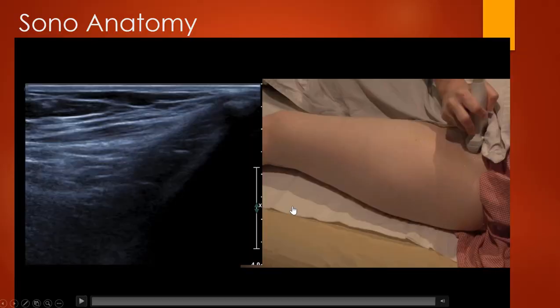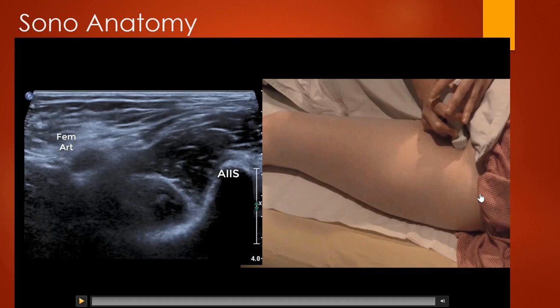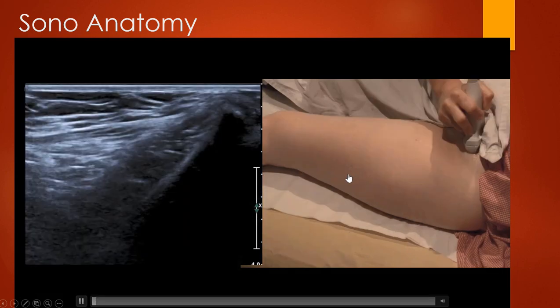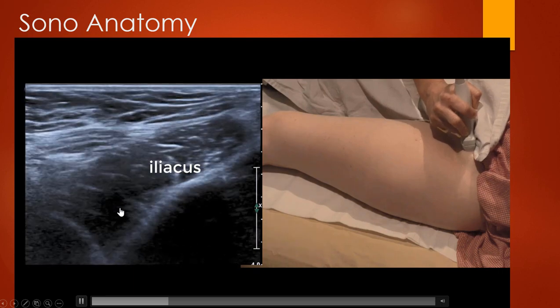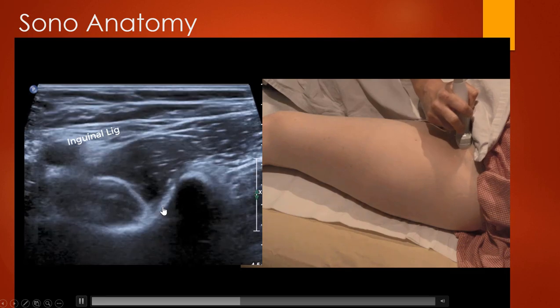Now we'll run through the anatomy on ultrasound. So as you place your probe towards the midline of the hip and you're on the groin crease, we can see certain structures. So laterally we're going to see the iliacus, and the AIIS is the anterior inferior iliac spine. So we can move down from ASIS, seeing the iliacus muscular fibres, the inguinal ligament over the top, and we can come south until we see the iliopsoas tendon.